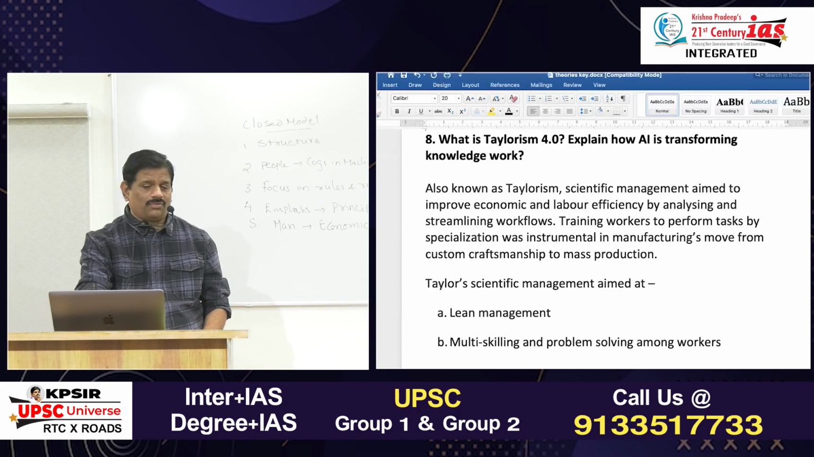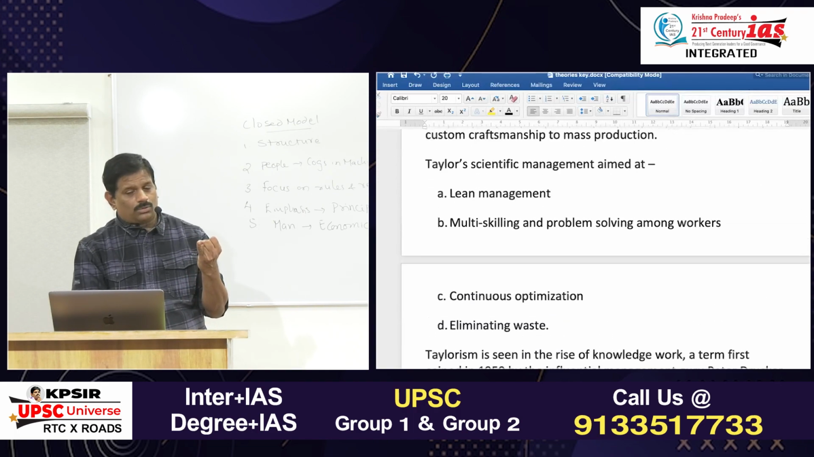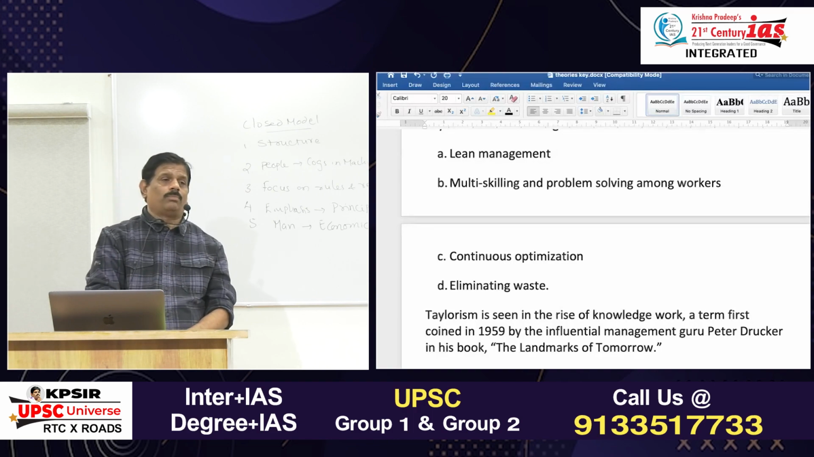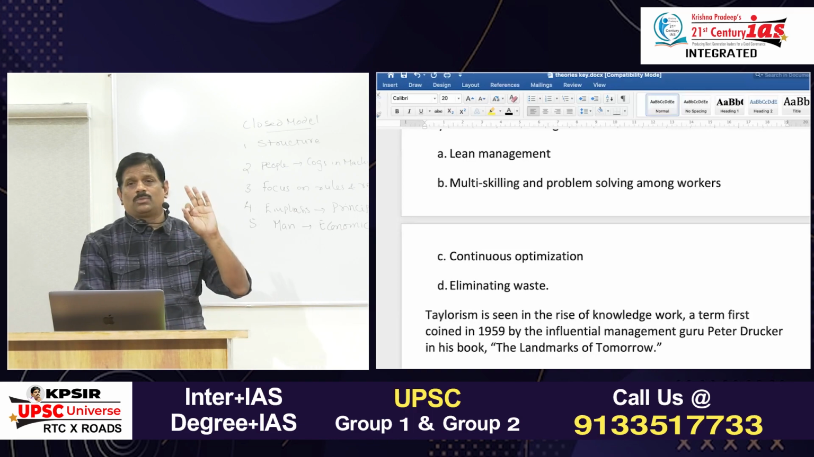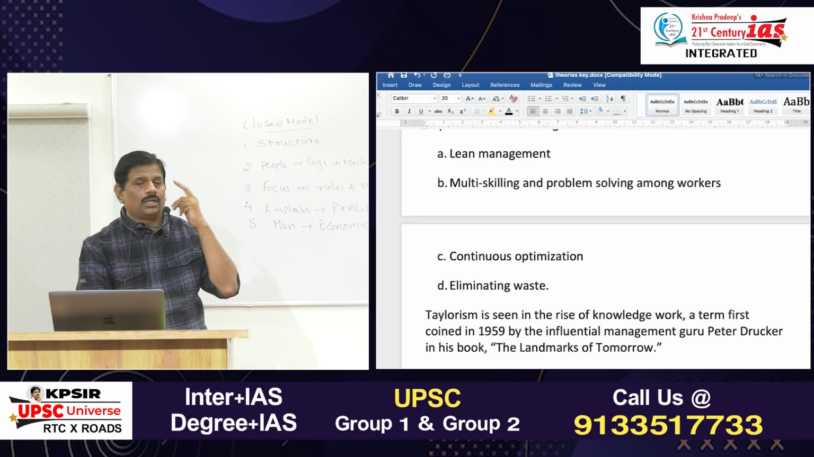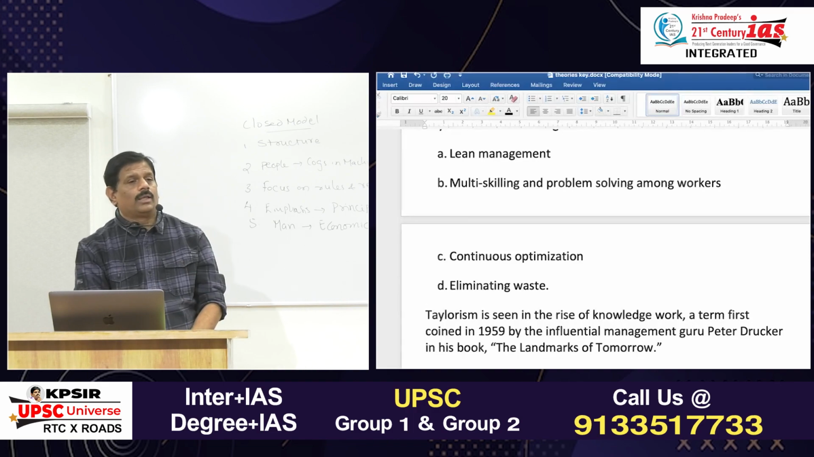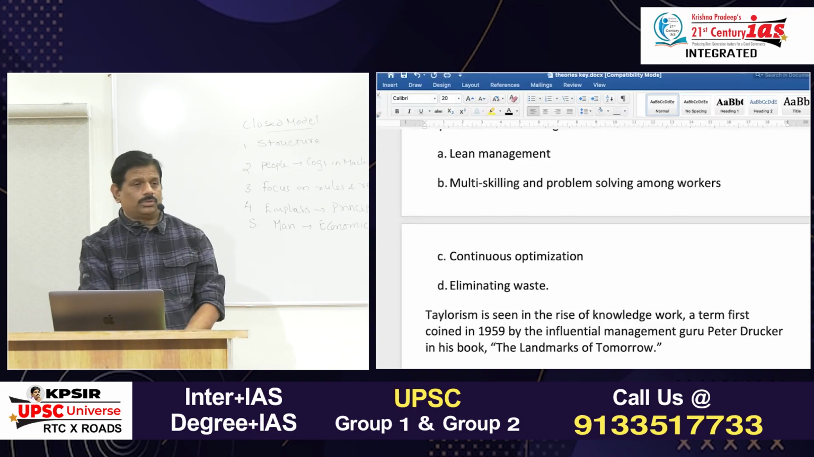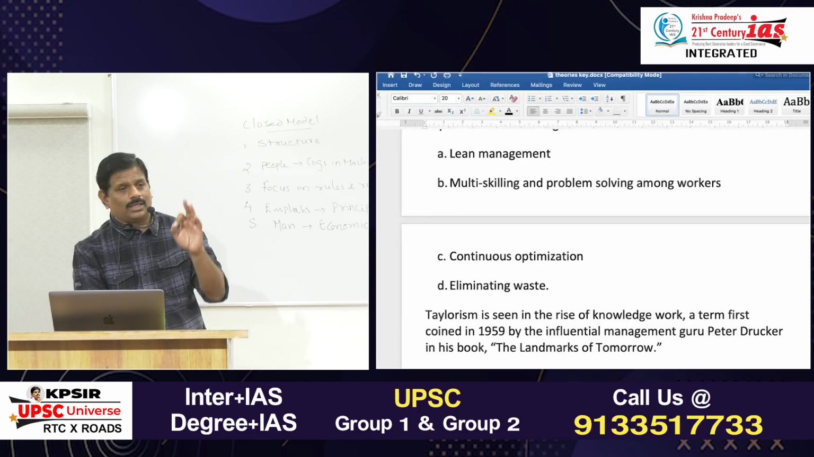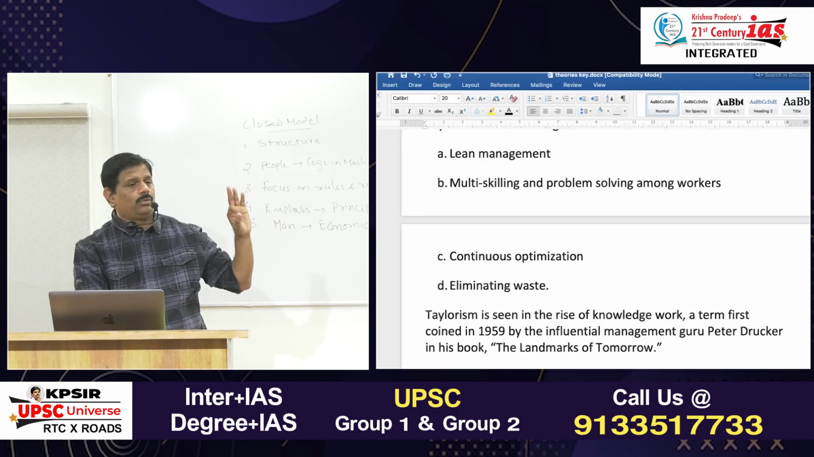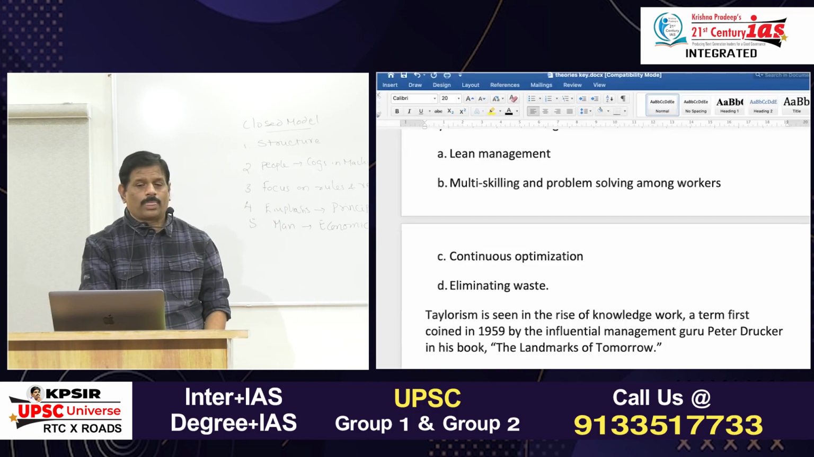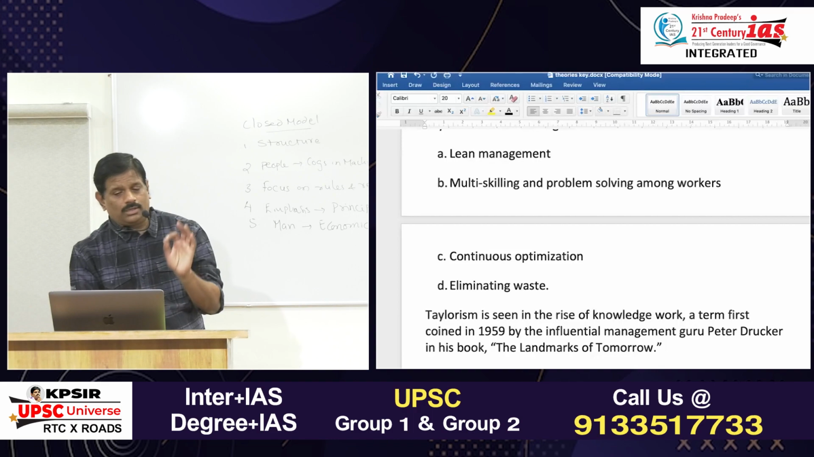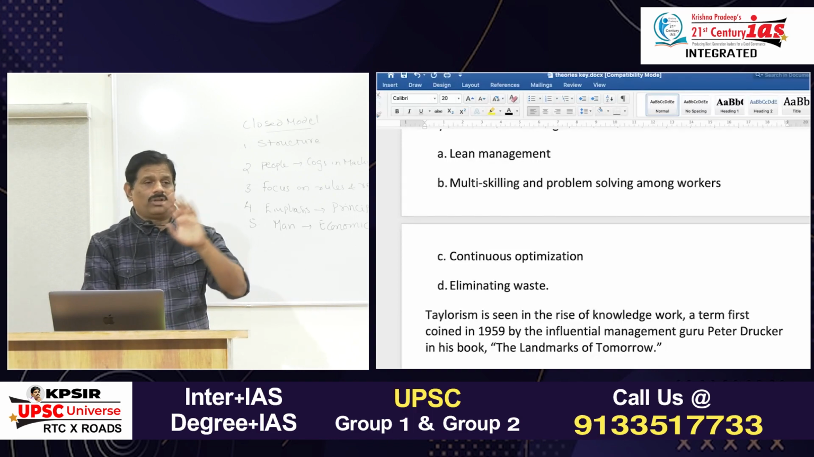So scientific management insists on rule-oriented administration, principle-based management, and lean management. Lean management means reducing the cost of production, including the cost of human resources, material resources, and financial resources. They have to be reduced, and a single word for reducing all these things is lean management. It also involves multi-skilling and problem solving among the workers, continuous optimization, and eliminating wastage.